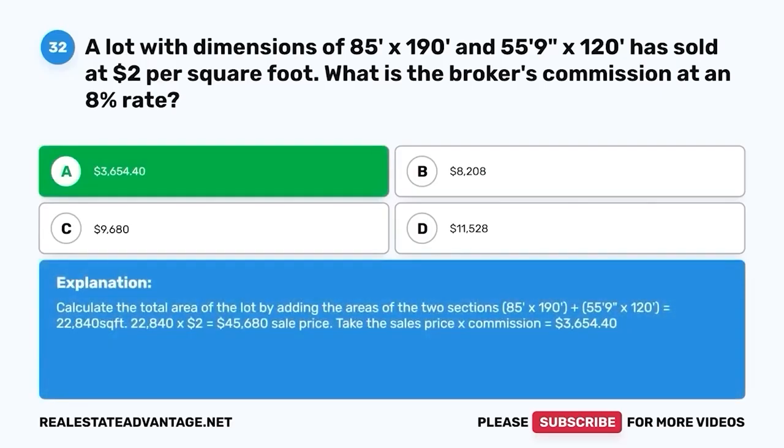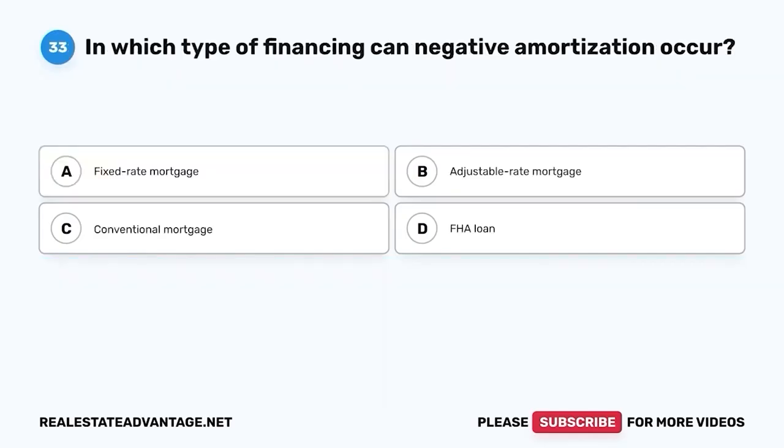Calculate the total area of the lot by adding the areas of the two sections: 85 feet by 190 feet, plus 55 feet 9 inches by 120 feet, equals 22,840 square feet. 22,840 times $2 equals $45,680 sale price. Take the sales price times commission equals $3,654.40.